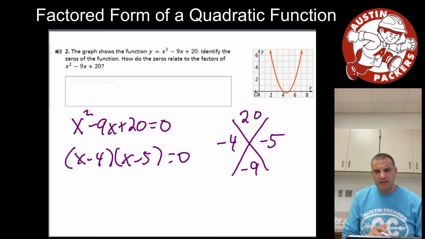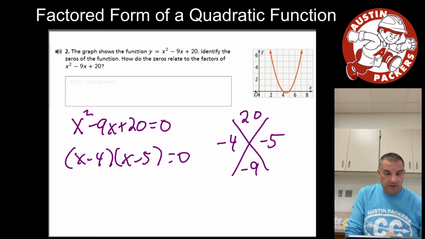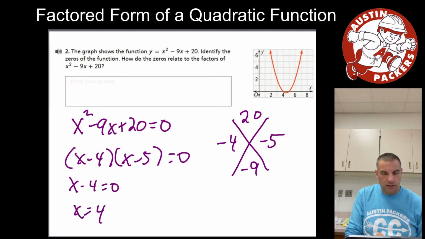Again, just double check, make sure your factoring is right. Everybody makes errors. Negative 4 times negative 5 is 20, and so it works. So now to find the zeros, x minus 4 equals 0. So my zeros are x is equal to 4, and x minus 5 equals 0, x is equal to 5.